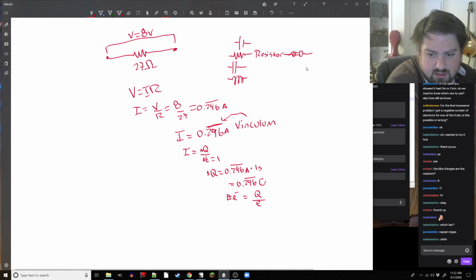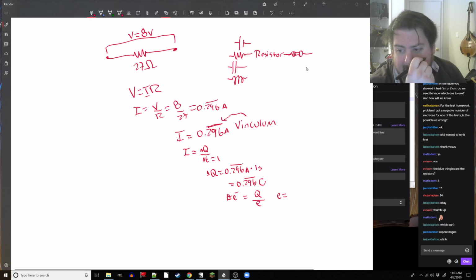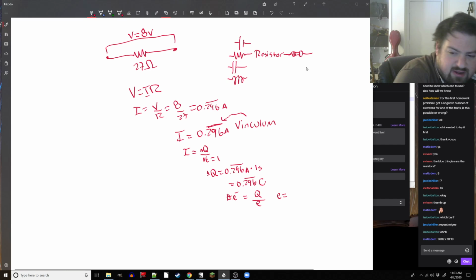Yay! Which, anyone who remembers it, type it into chat. You could look it up too. Okay. 1.602 times 10 to the negative 19, not negative 9, coulombs. So it's going to be 0.296 repeating over that bad boy.